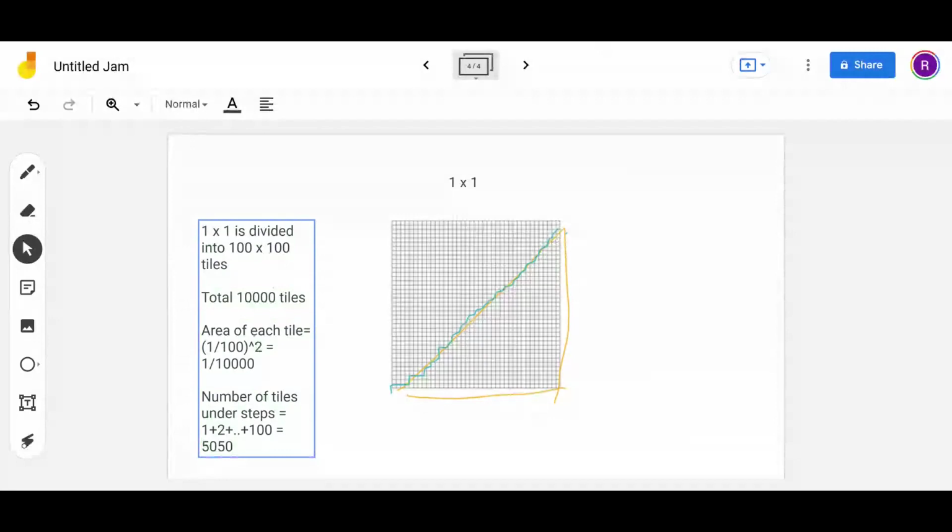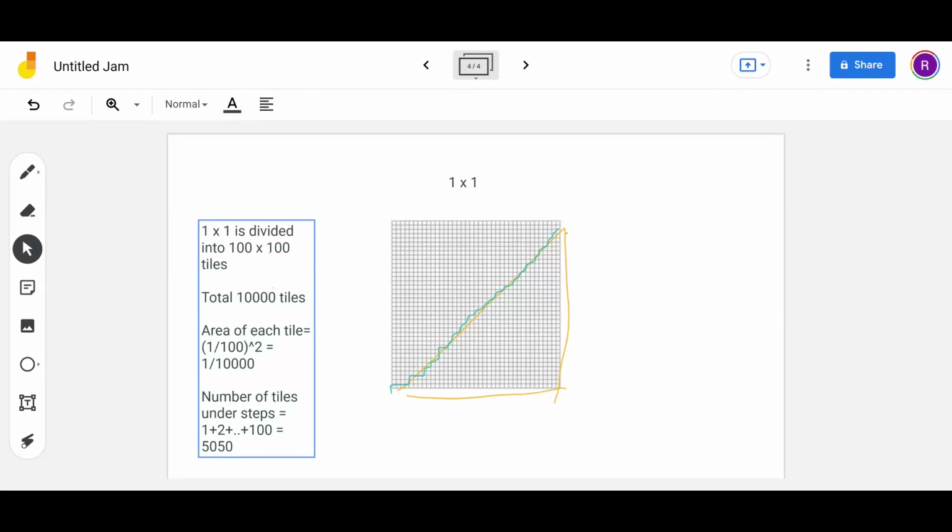Someone had said 5 point something. How did they get 5.05? Someone had said the number 5.05. Number of tiles under the steps is 5050, sir. Area of one tile is 0.001, sir. So 5050 into 0.001, we get 5.05.